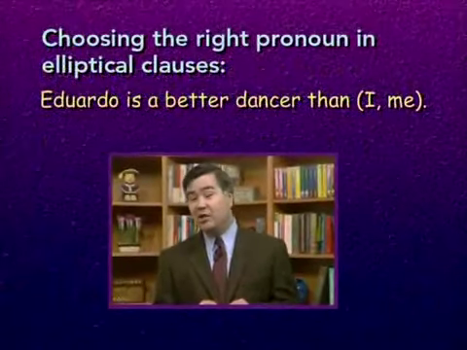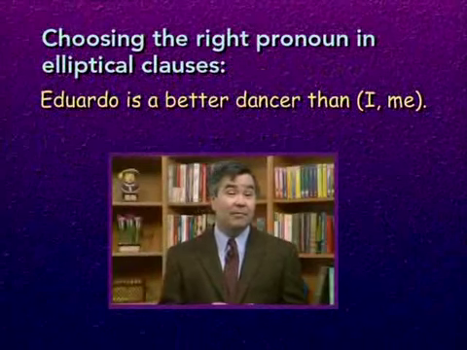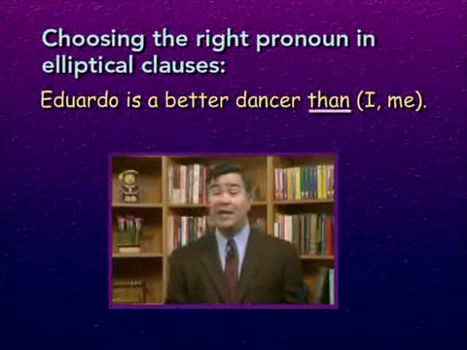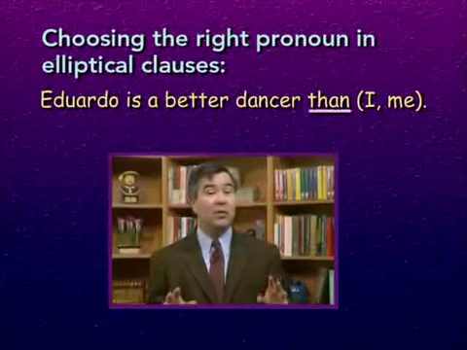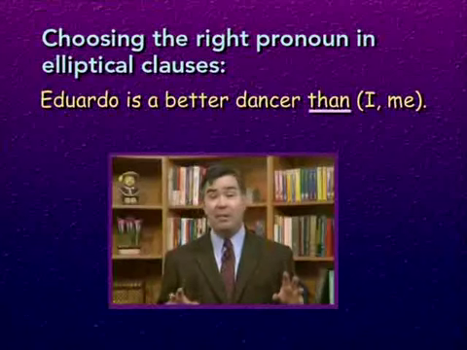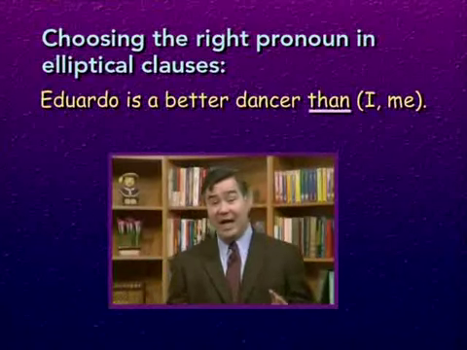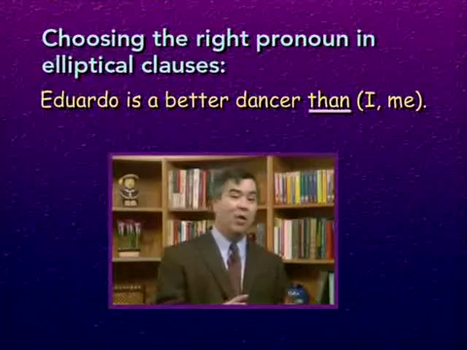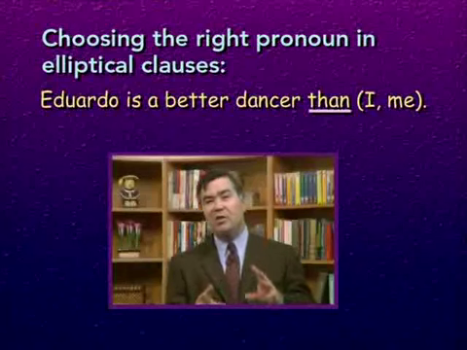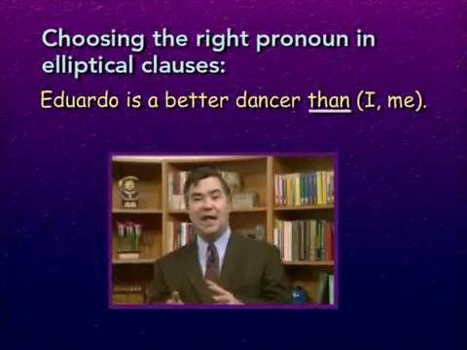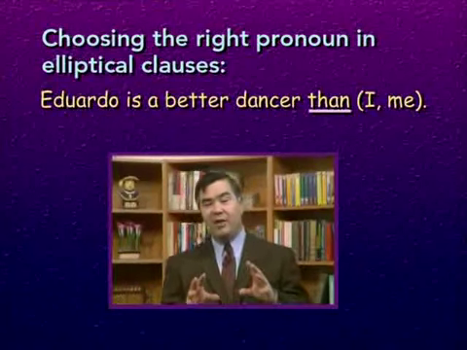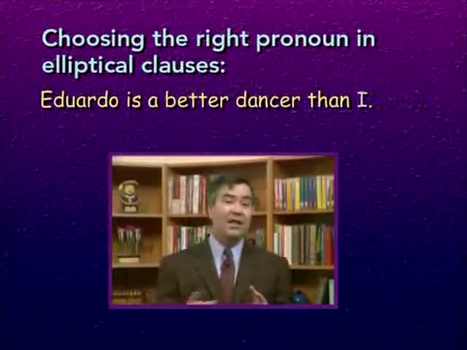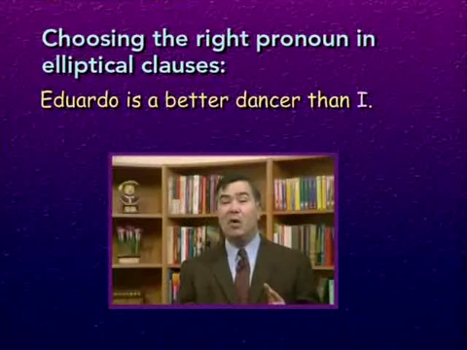Eduardo is a better dancer than I or me. Okay, we have the word than, which is one of the telltale signs that we're dealing with an elliptical clause, a clause from which some words have been omitted. Remember, these will begin with than or as. Now, in this case, if we were to fill in the missing words or the missing ideas, what would those last few words of the sentence say? Right now, the elliptical clause reads than I, and there's no verb there. If we were to fill in the missing verb which has been omitted, what would it say?